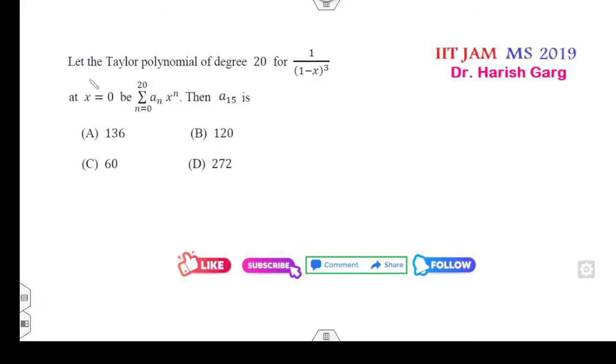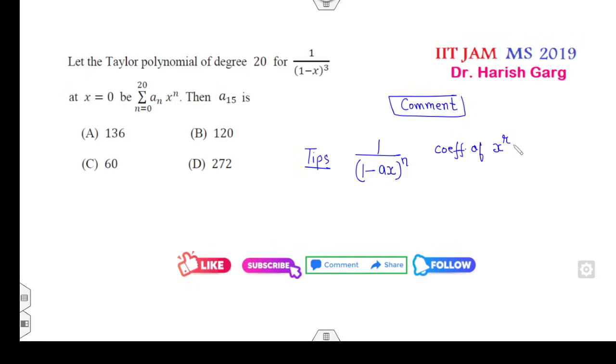Okay, look at this next one, the Taylor series. That you can do on your own. Let me know your answer in the comment box. I will give the hint. What is the shortcut trick that I gave you? It is 1 minus ax raised to power n. Then your target is to find the coefficient of x raised to power r.